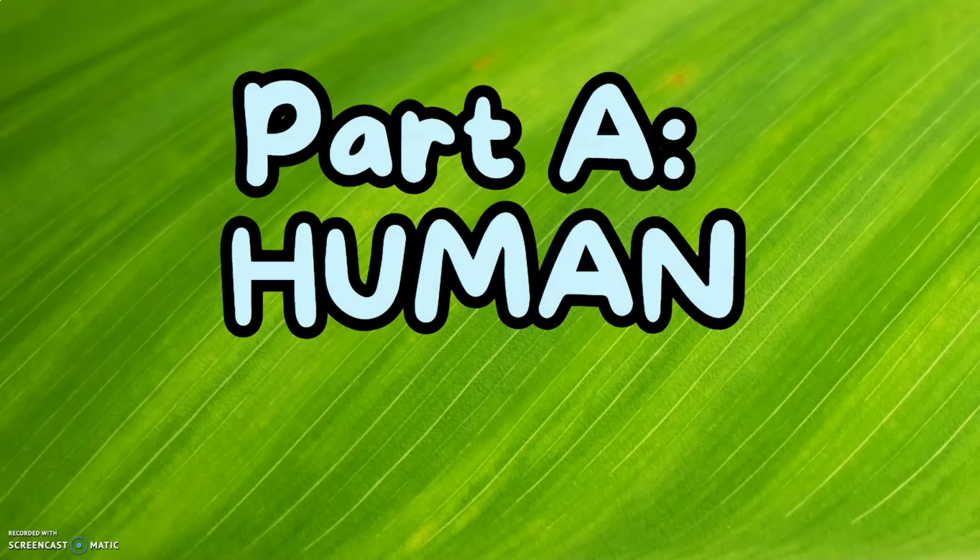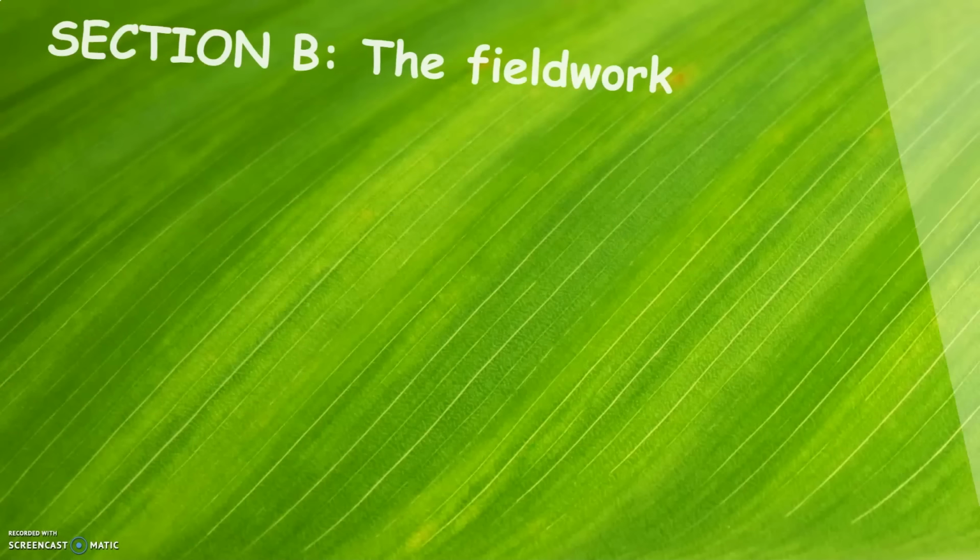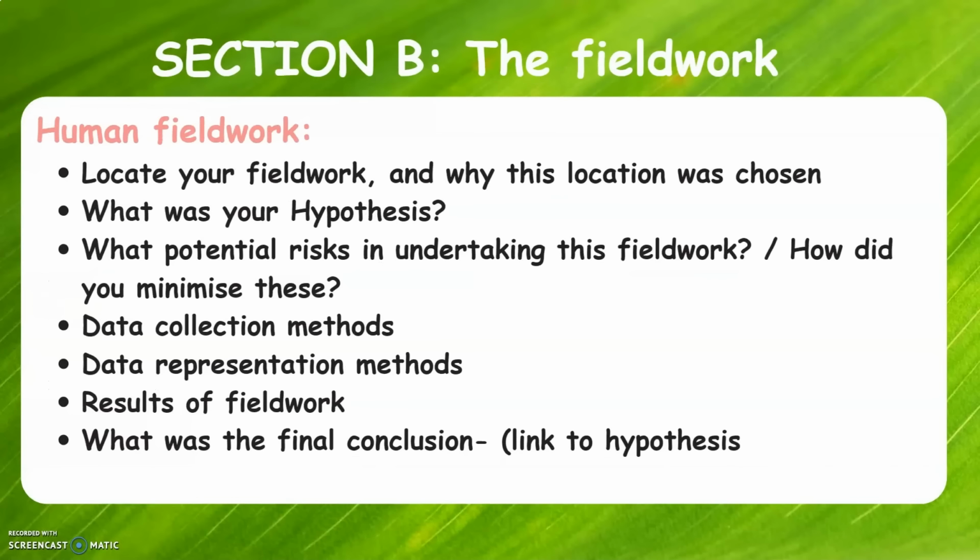Okay, so now on to part A, which is the human part of the fieldwork. So again, you can see that the bullet points are exactly the same, so I won't have to go through them in as much detail. Now, for human fieldwork, this tends to be you going to a shopping centre or a sports centre or something created by humans and looking at urban regeneration, for example. So some of you may have gone to Stratford to look at the urban regeneration there.